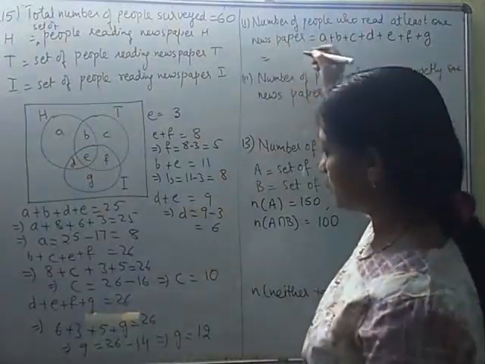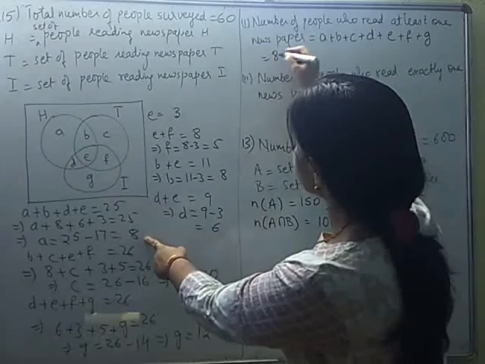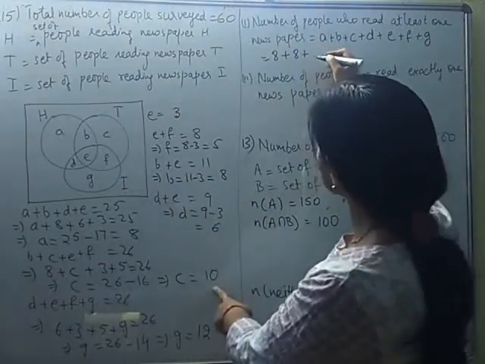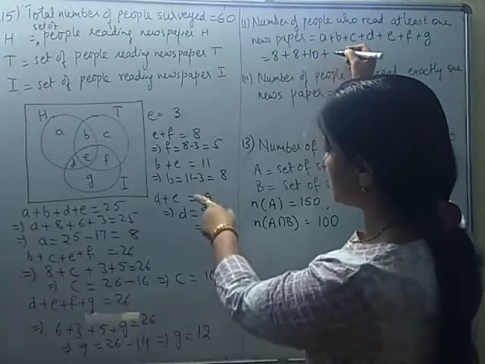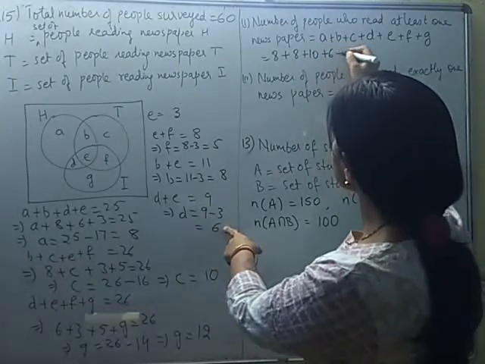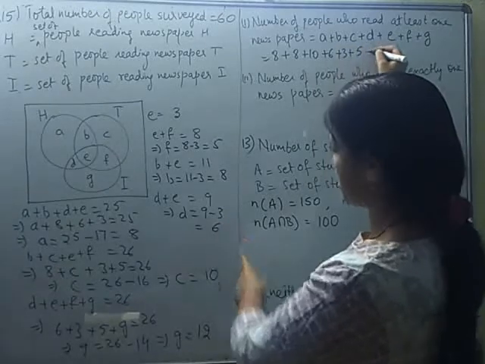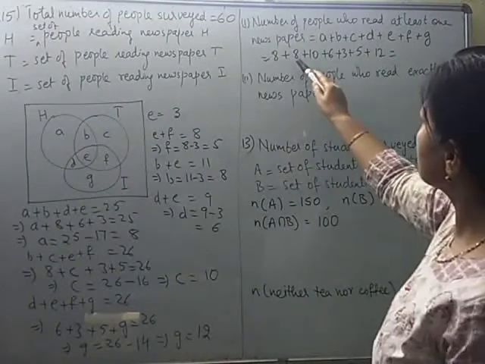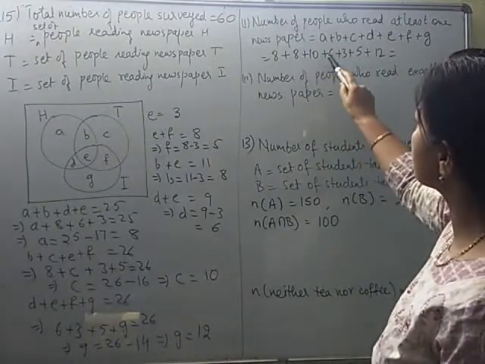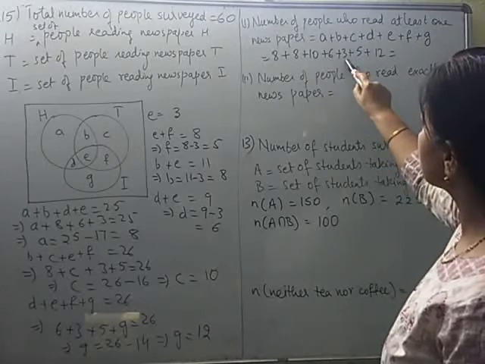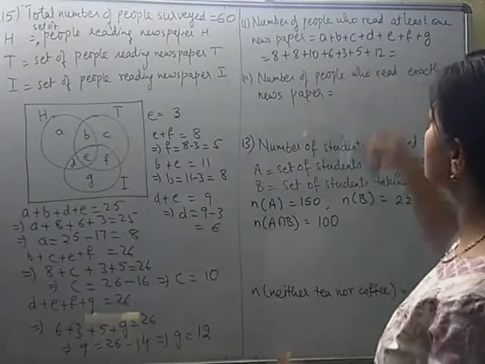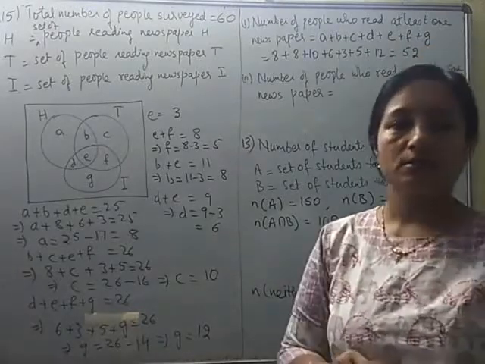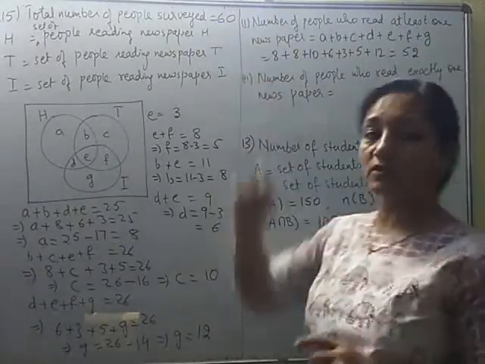So if we add up all these, A was 8, then B is also 8, C is 10 and then D came out to be 6, E is 3, F is 5, G is 12. So we need to add this quickly. 8 and 8, 16. This comes out to be 26, 32, then 35, 35 and 5, 40 and 12, 52. So there are 52 people who read at least one newspaper, and see how many were surveyed.